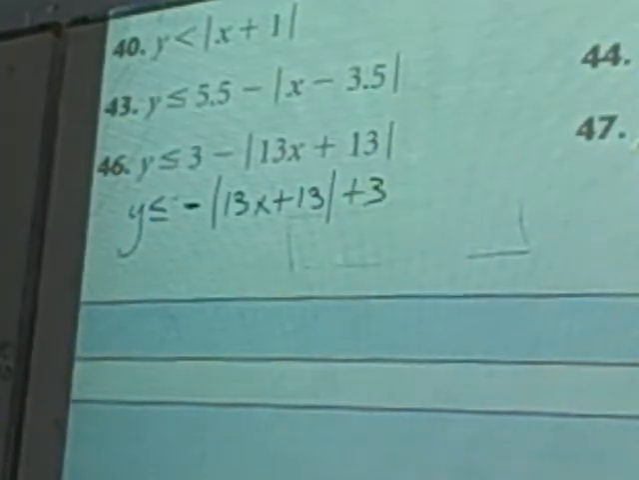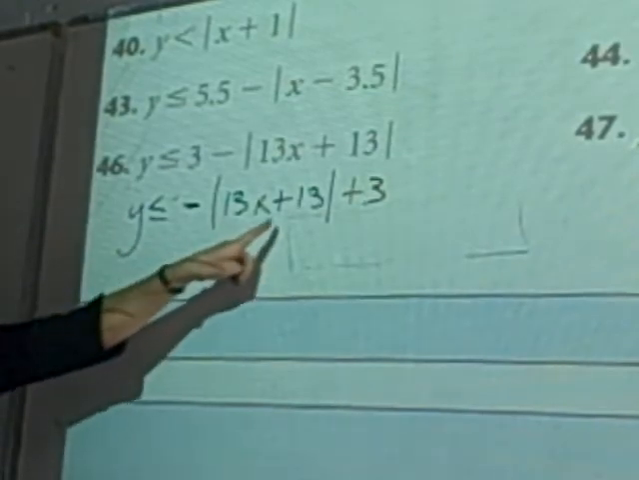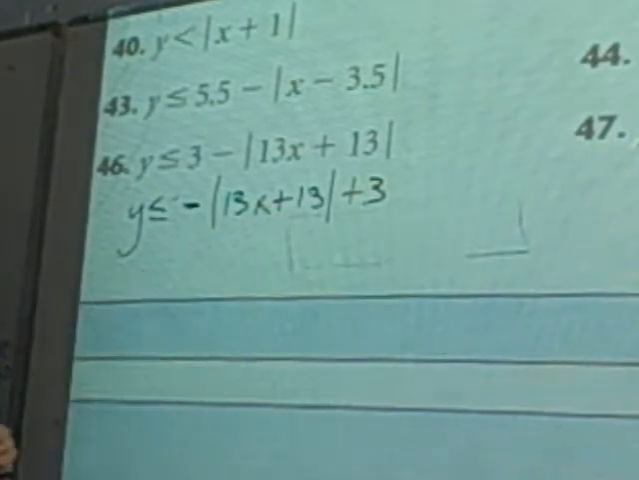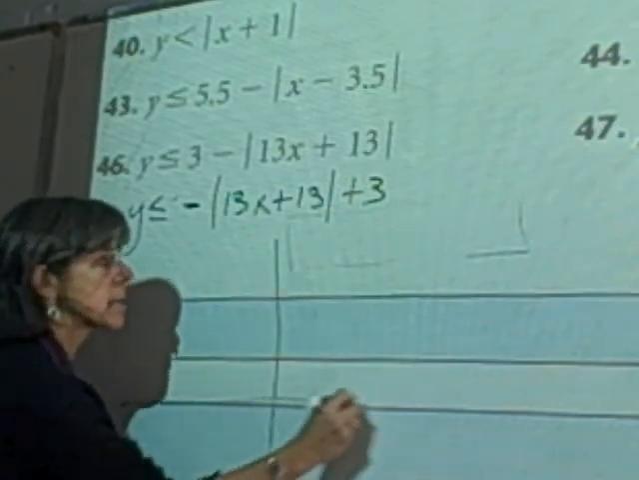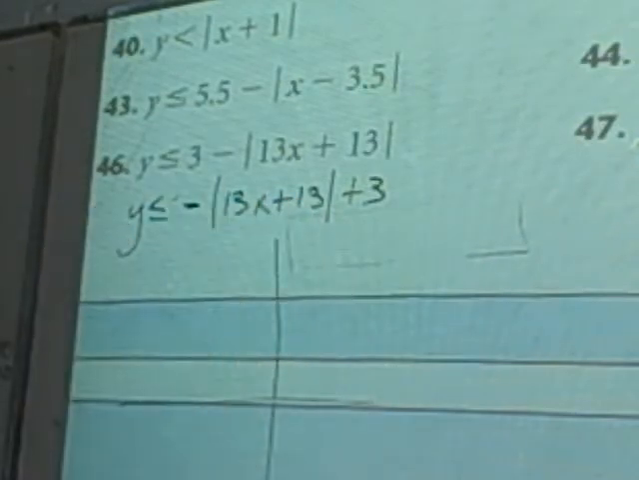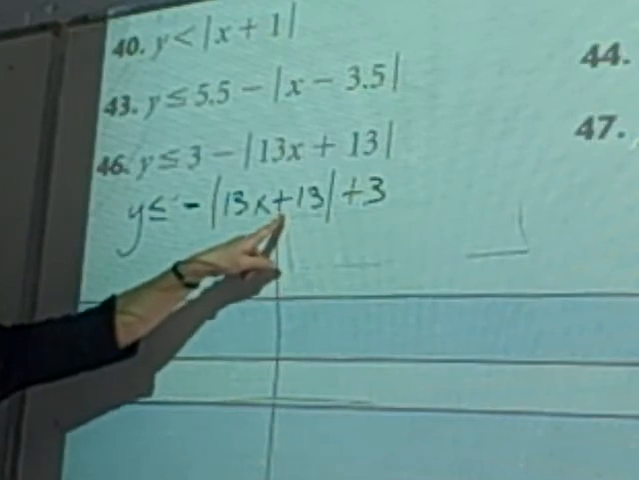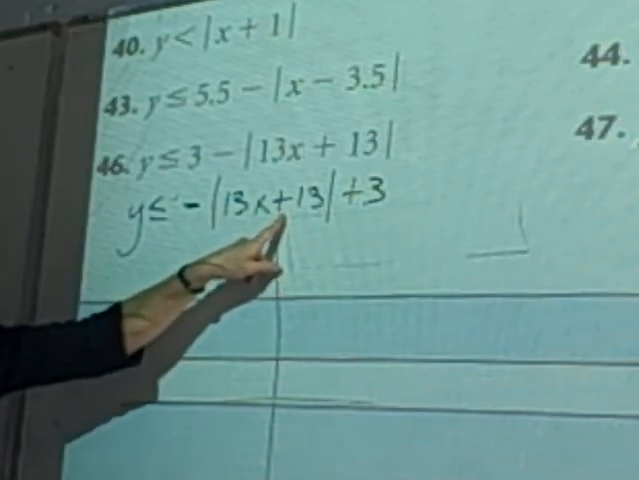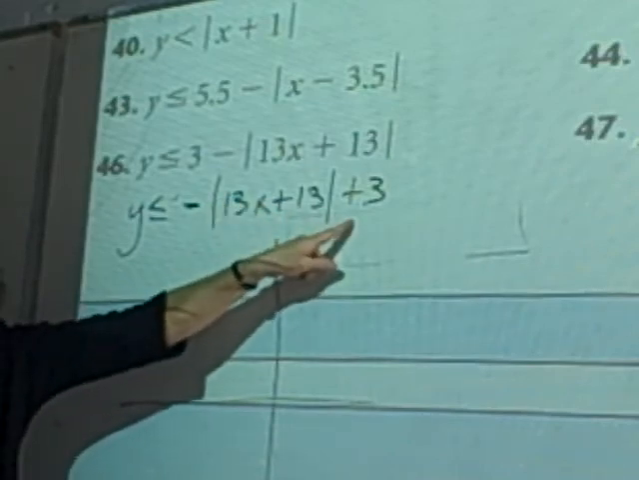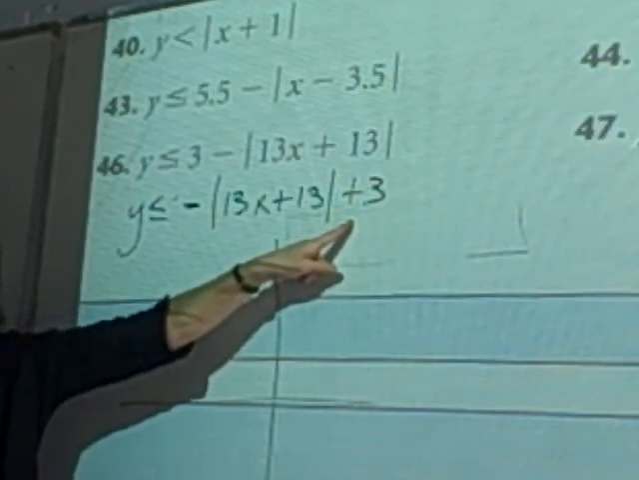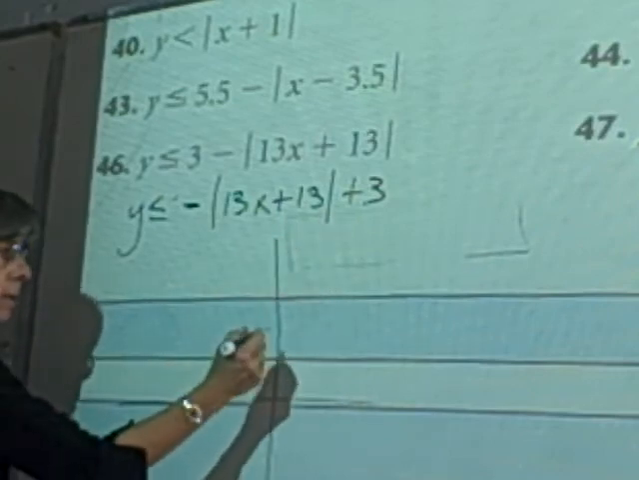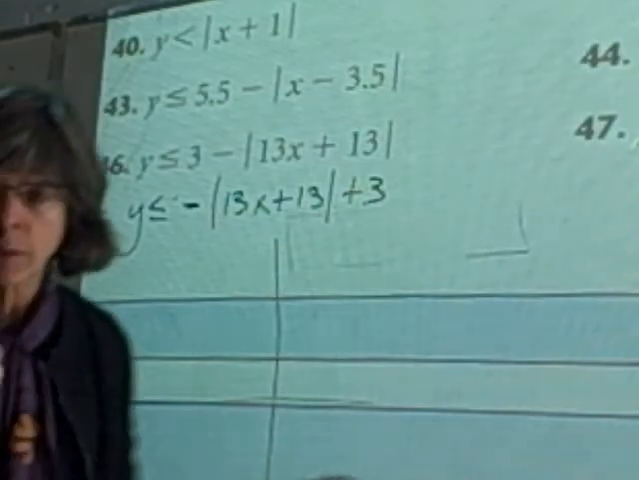Okay, on the x-axis, let's look at this 13. Is it going to be a wide V or a narrow V? Narrow. Very narrow. Okay, do we know where it's going to be on the x-axis, on the right or the left? Left. On the left. Okay, but where's the vertex? Up 3. Up 3.